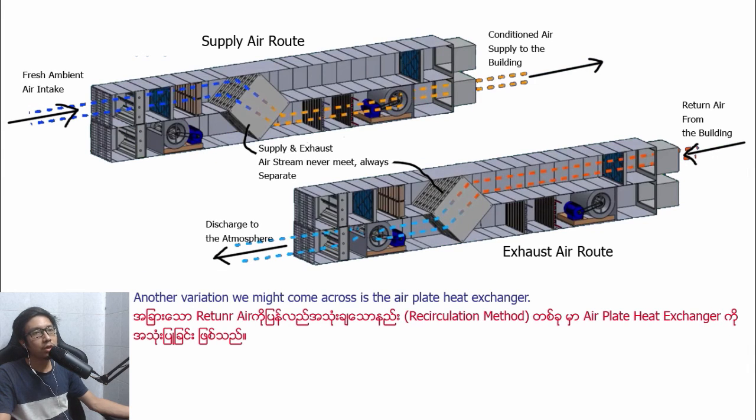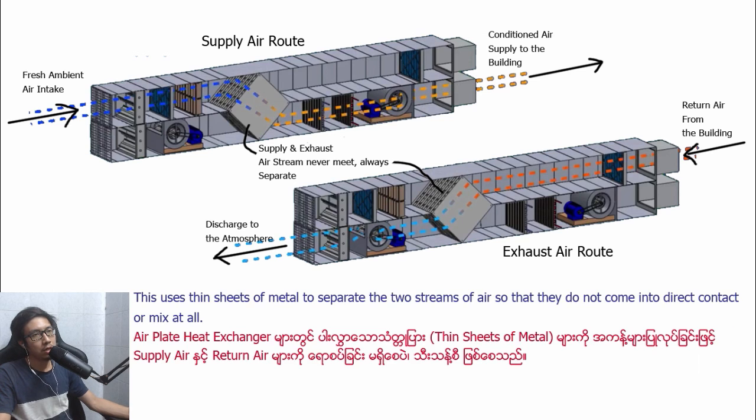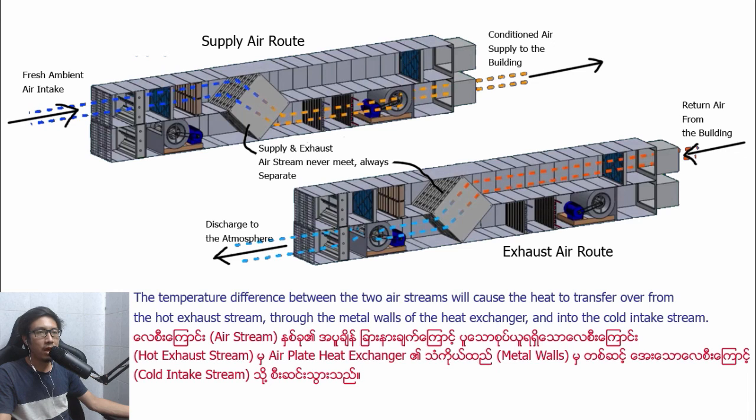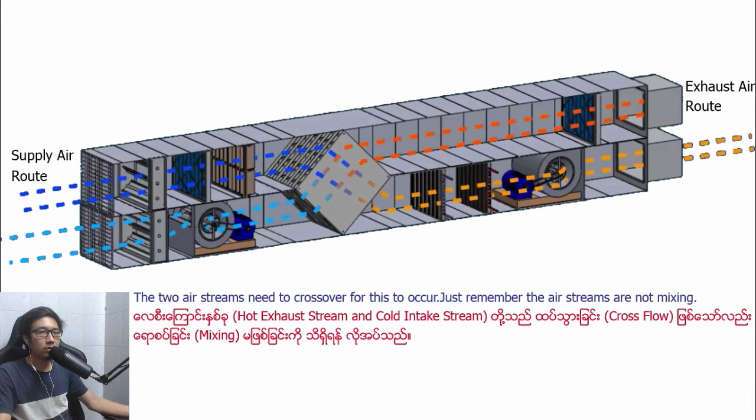Another variation we might come across is the air plate heat exchanger. This uses thin sheets of metal to separate the two streams of air so that they do not come into direct contact or mix at all. The temperature difference between the two air streams will cause the heat to transfer over from the hot exhaust stream through the metal wall of the heat exchanger and into the cold intake stream. The two air streams need to cross over for this to occur. Just remember, the airstreams are not mixing.